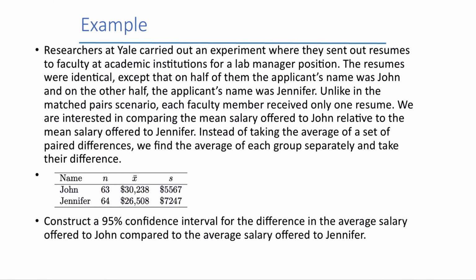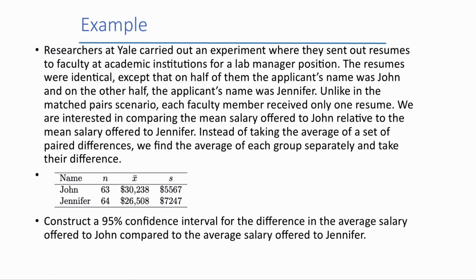So, example: researchers at Yale carried out an experiment where they sent out resumes to faculty at academic institutions for a lab manager position. The resumes were identical, except that on half of them the applicant's name was John, and on the other half the applicant's name was Jennifer. Unlike in the matched pair scenario, each faculty member received only one resume. So there's no paired data. These two samples are independent because they went out to different universities.